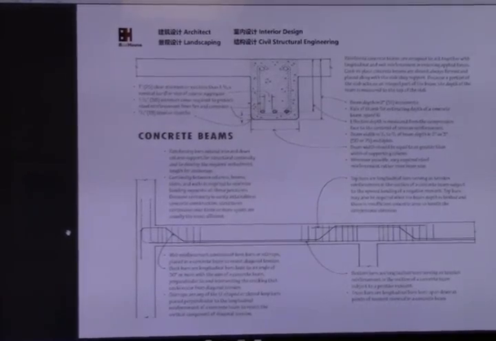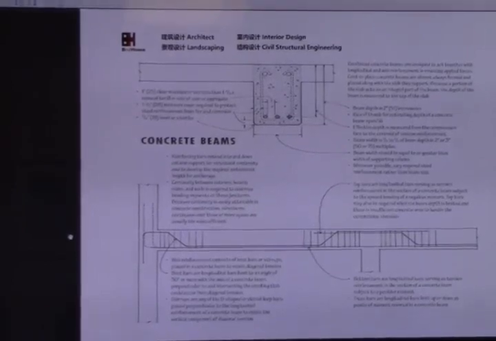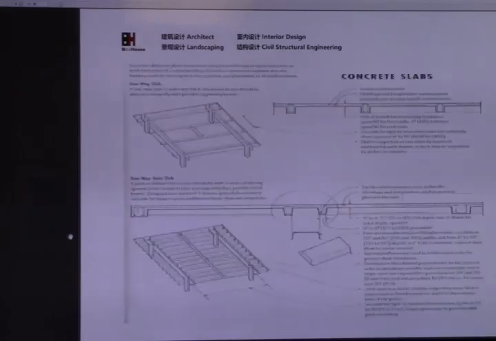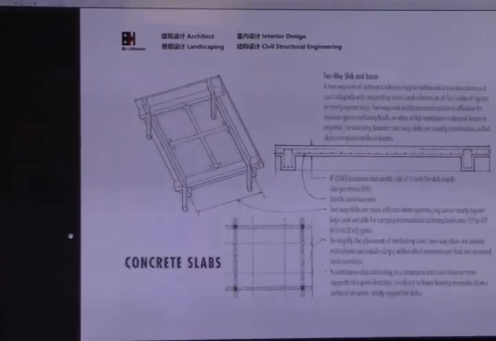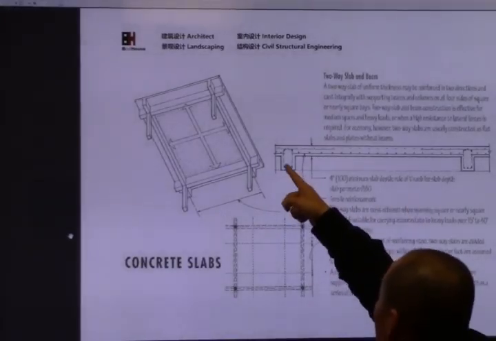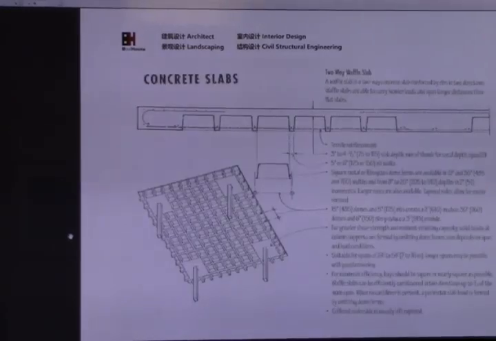This is a concrete beam and slab connection here. We have a reinforcement here. This is what we talked about before: the slab is a one way slab or two way slab. So there's a slab, there's a beam, right? This beam slab would be one way or two way.